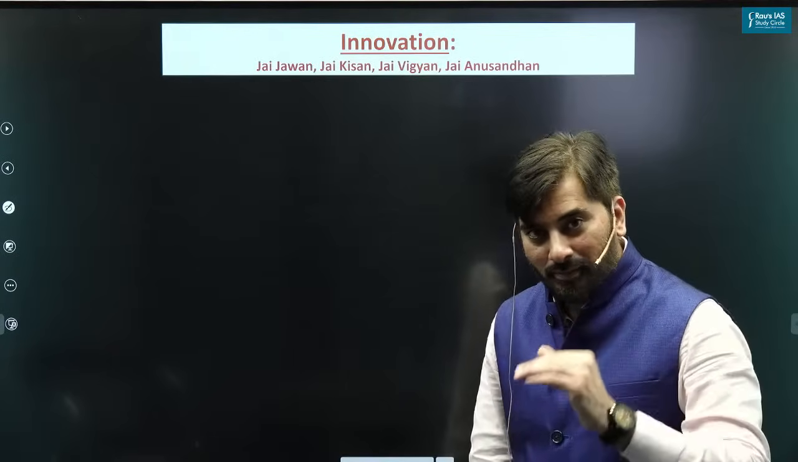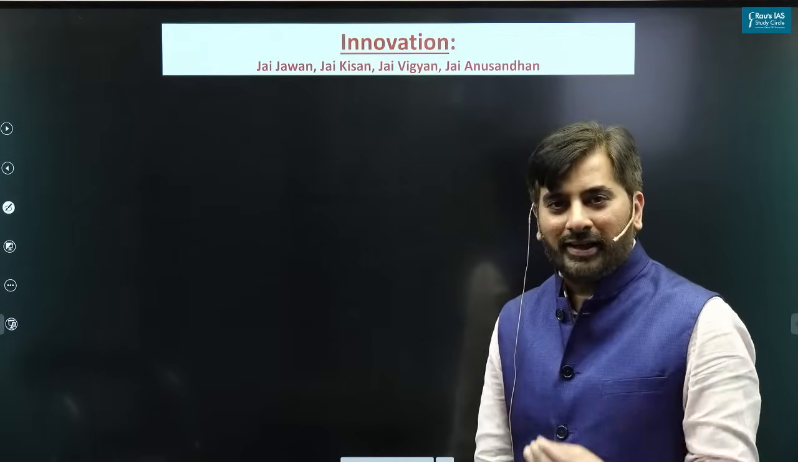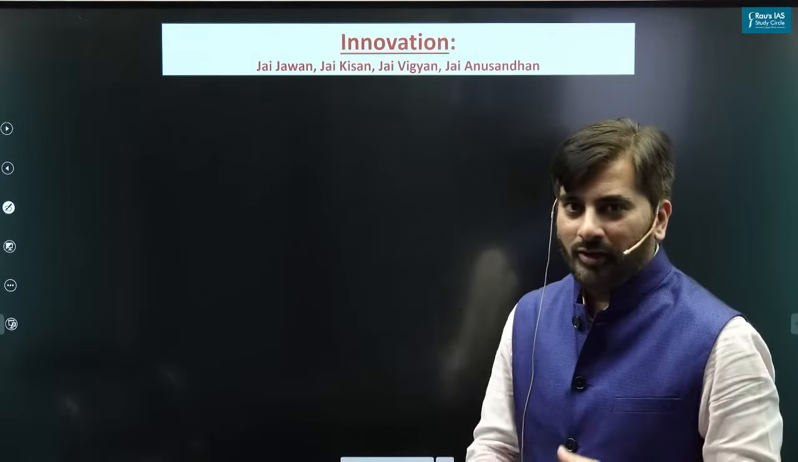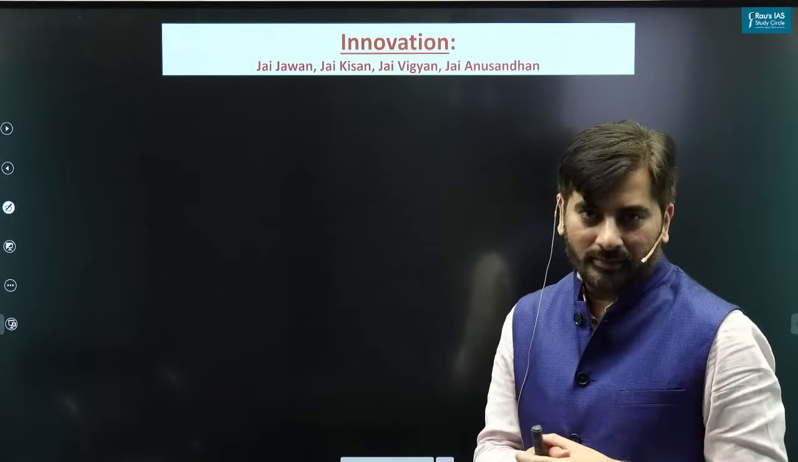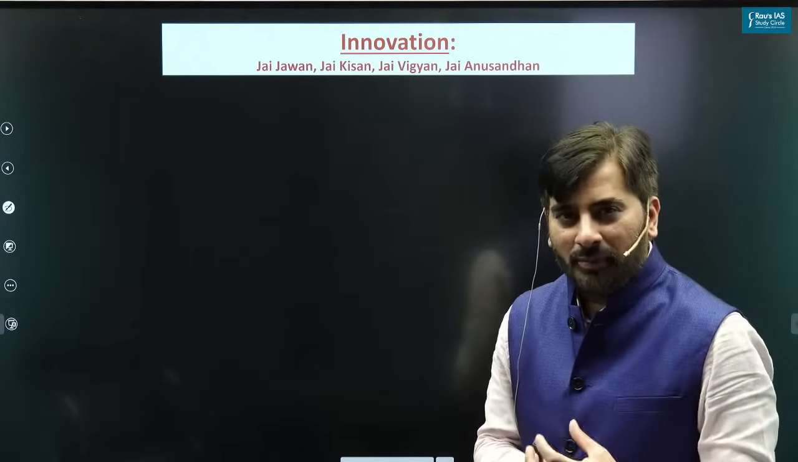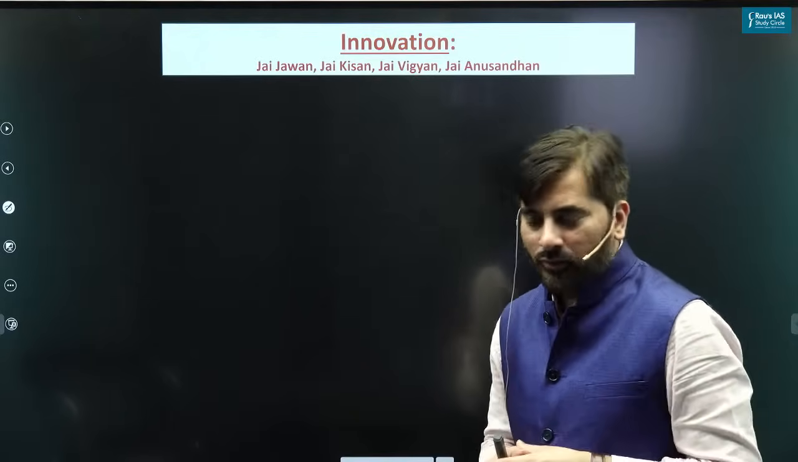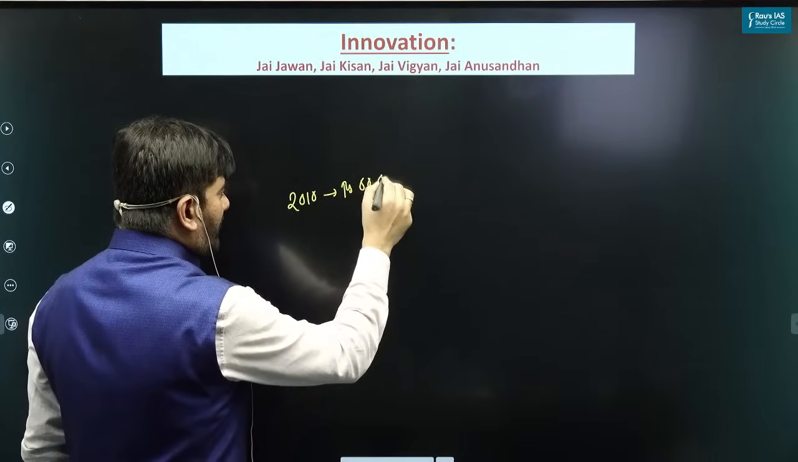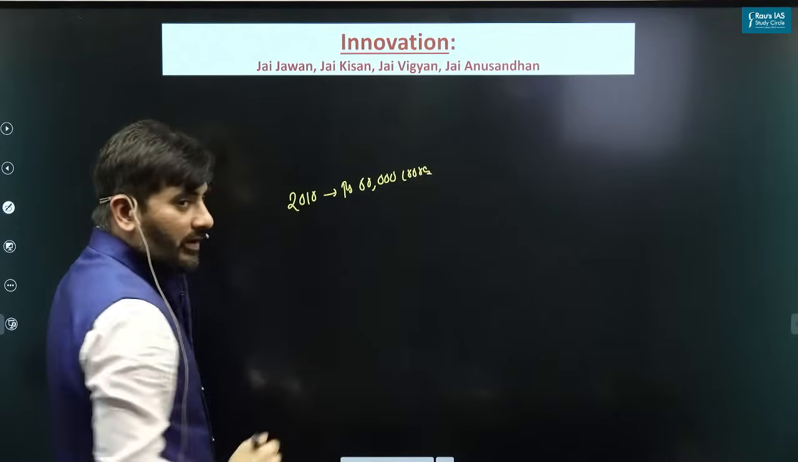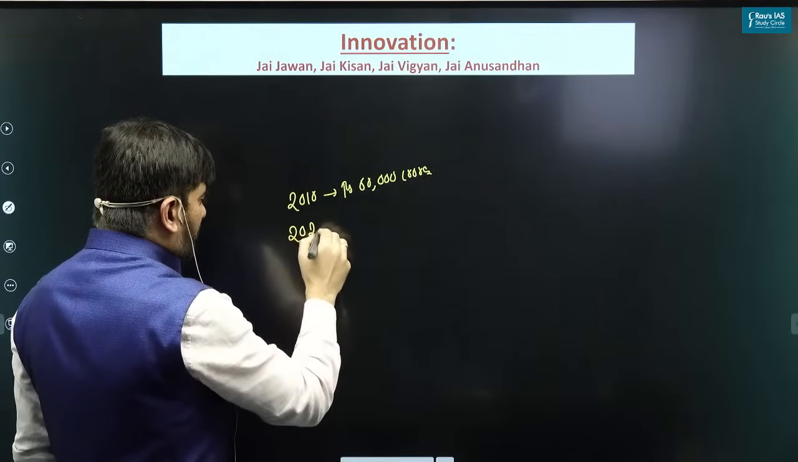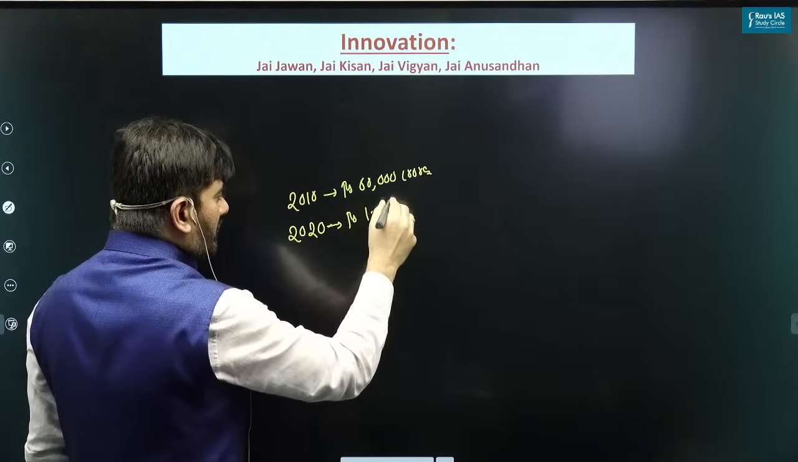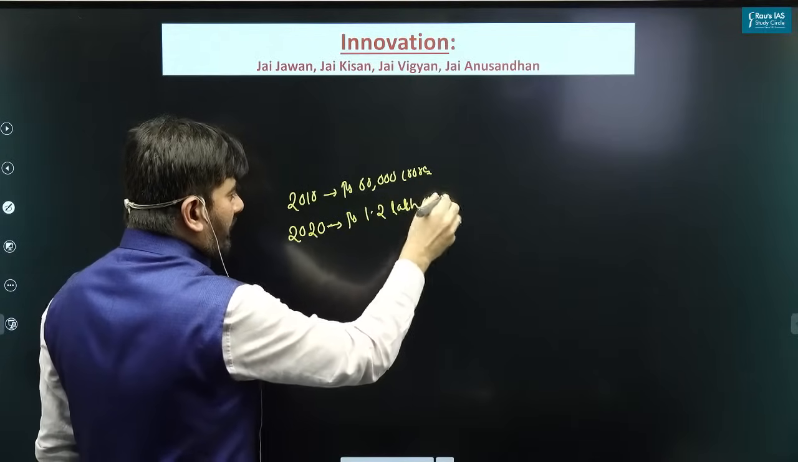Accordingly, in this year's budget, the finance minister has decided to create a new fund with a corpus of 1 lakh crores in order to support research and development. Now, why are we setting up a separate fund for research and development? Let me tell you. If you go back to the year 2010, we used to spend 60,000 crores on research and development. By the end of the decade, that is 2020, this expenditure doubled to 1.2 lakh crore.